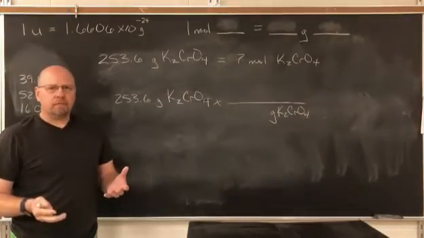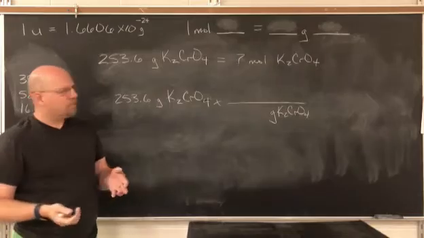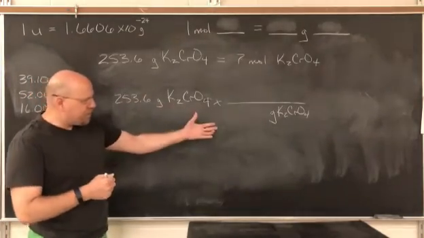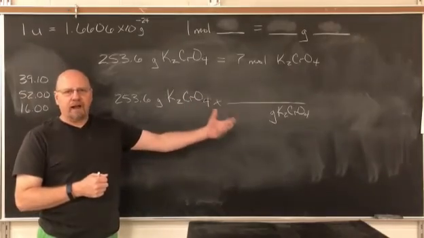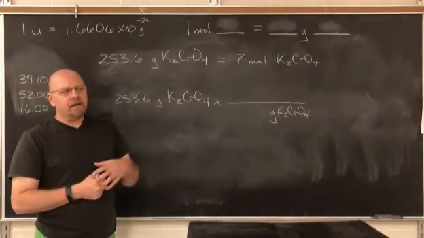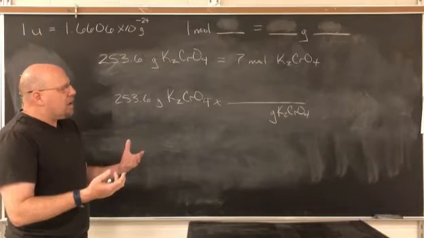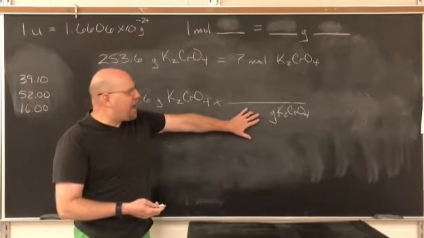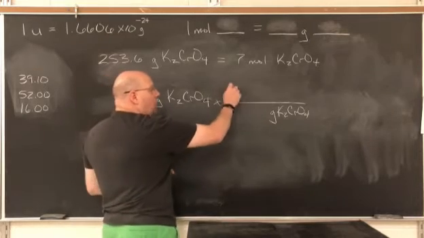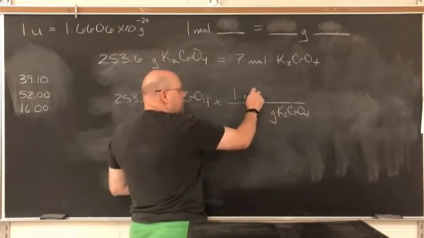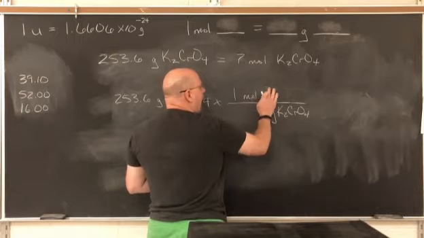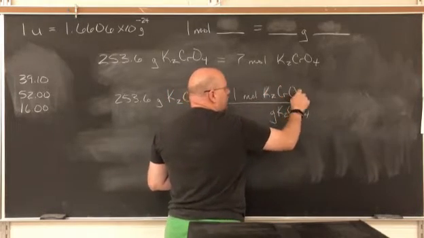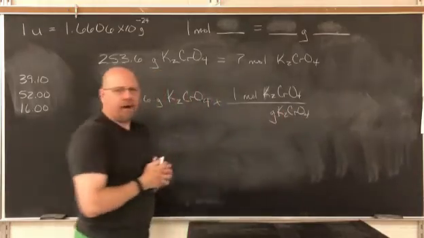Now we got a problem, but it's not a real big problem. There is no potassium chromate on the periodic table. Potassium chromate is made up of 3 different elements. But the basic idea in how the periodic table works is that we can get that mass in grams for 1 mole of potassium chromate by simply adding up all the different parts that make up that compound.